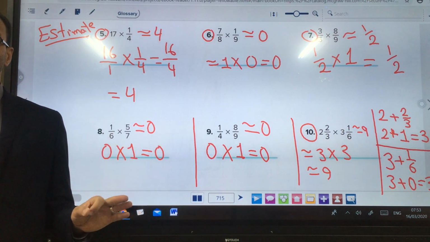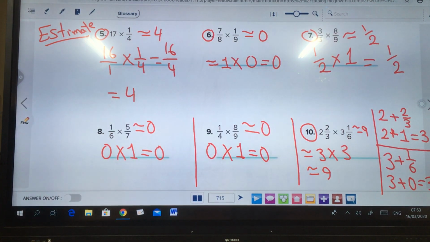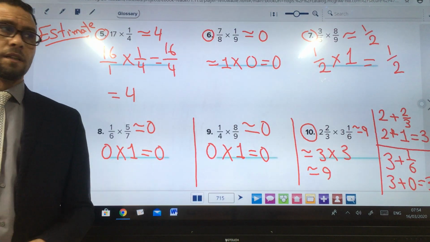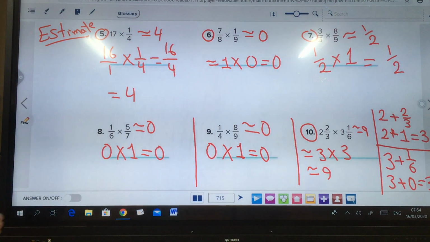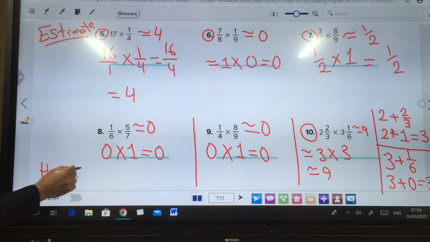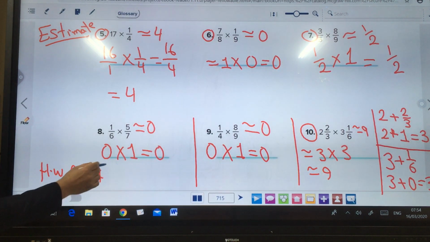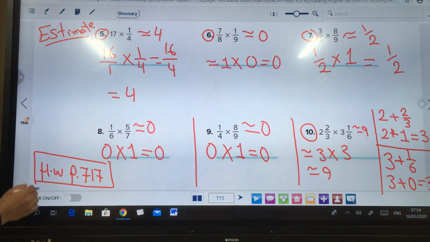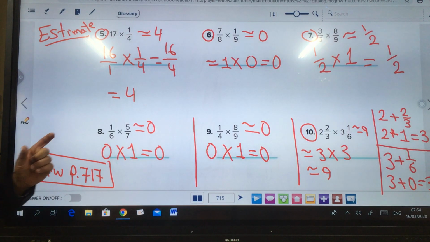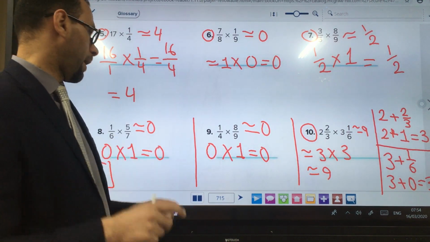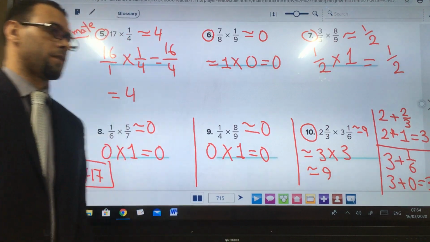Your homework for today is page number 717, just 3 problems. Please answer it, take a picture of this page, and send it to me on my private number.